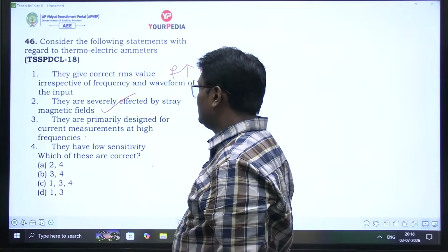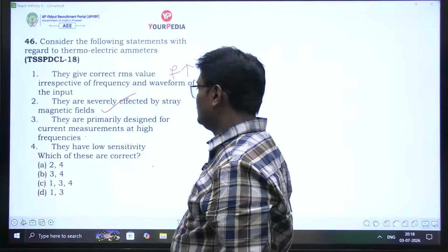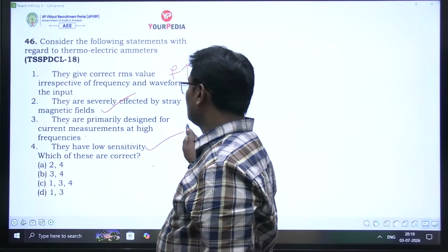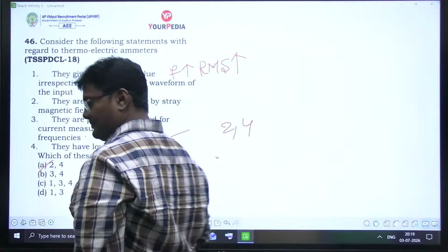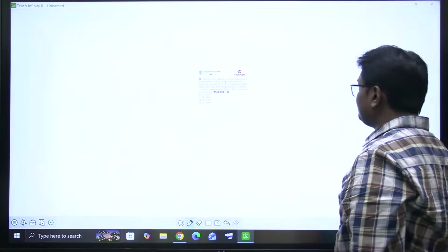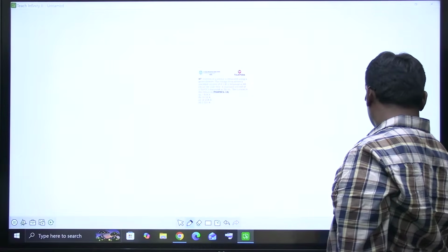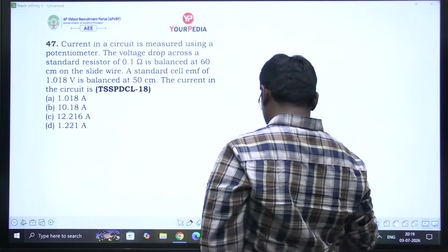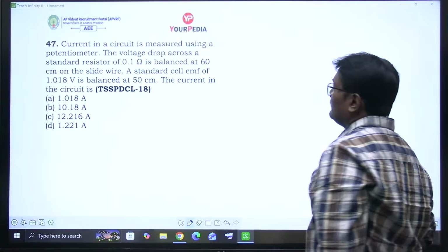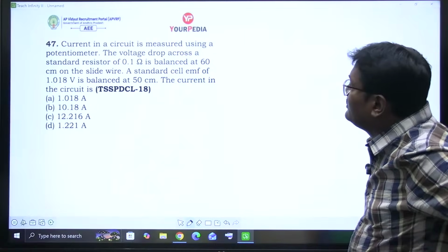So I think it is 2 and 4. So 2 and 4 is option A, which is correct. Yes, option A is correct. Yes. Try to solve this.